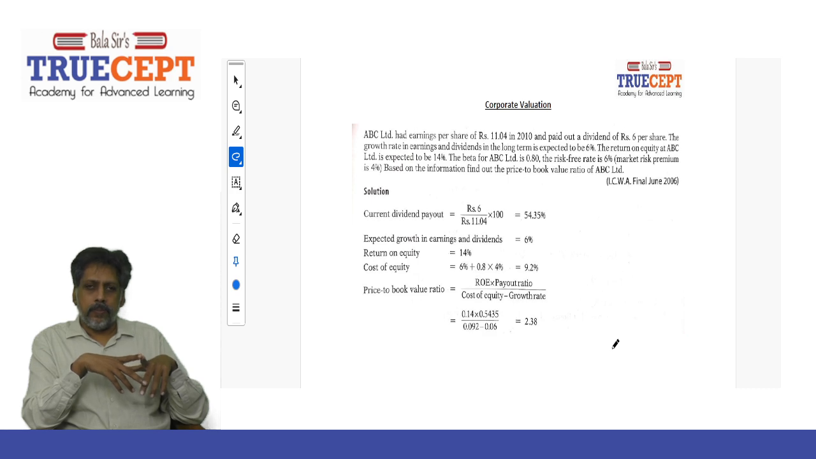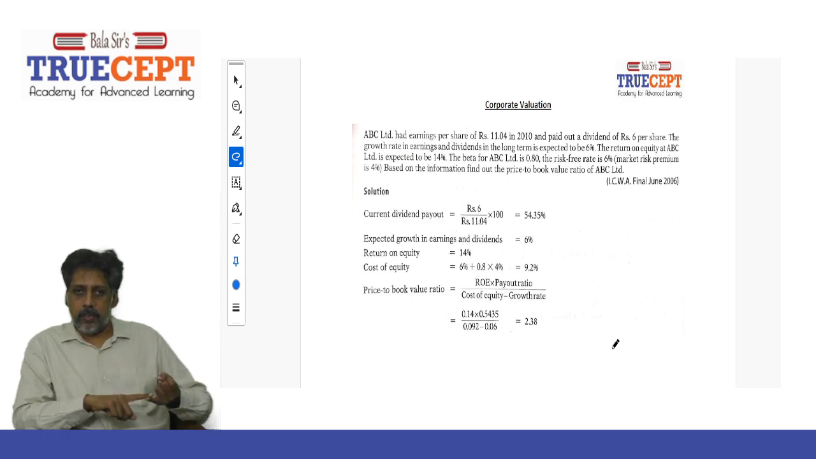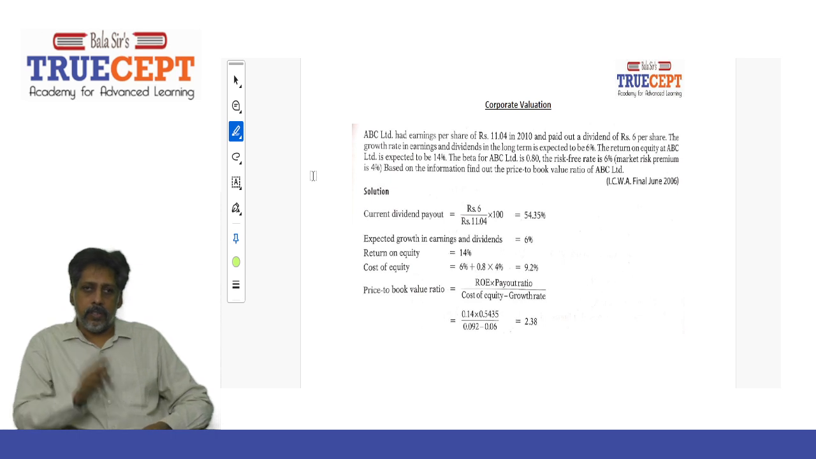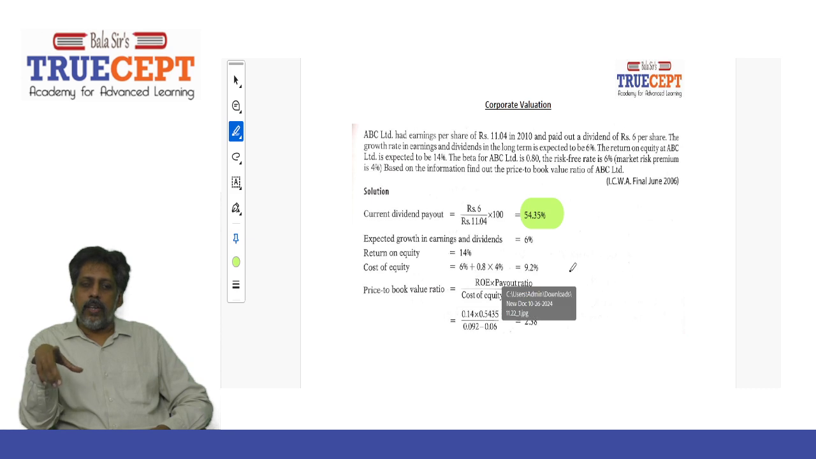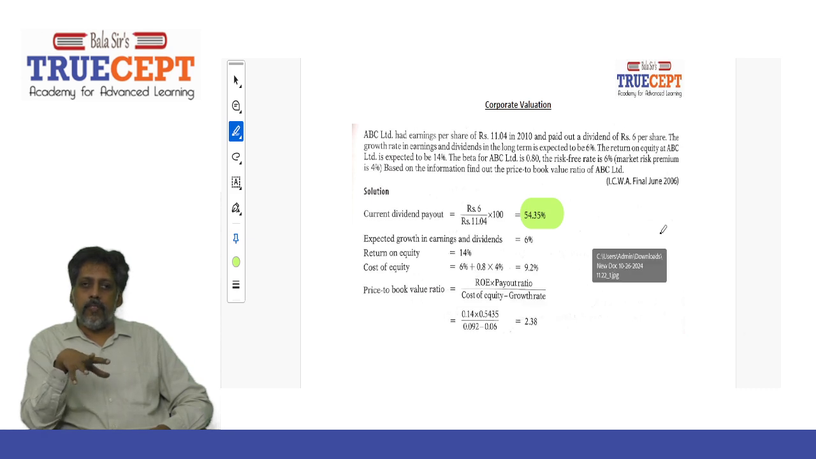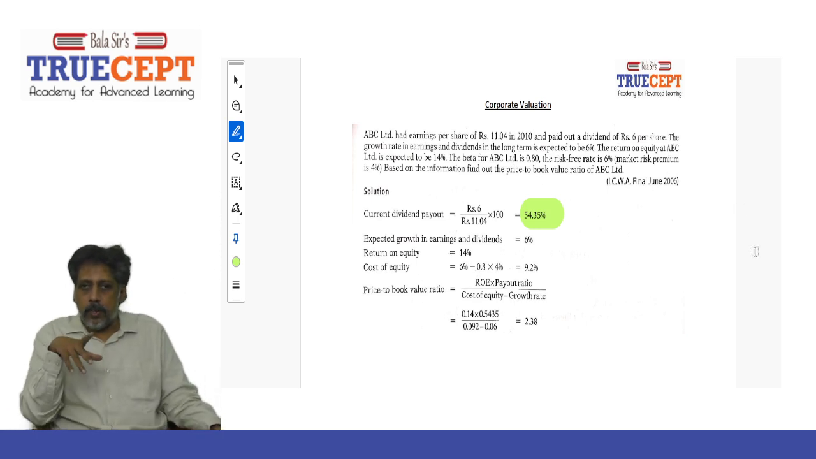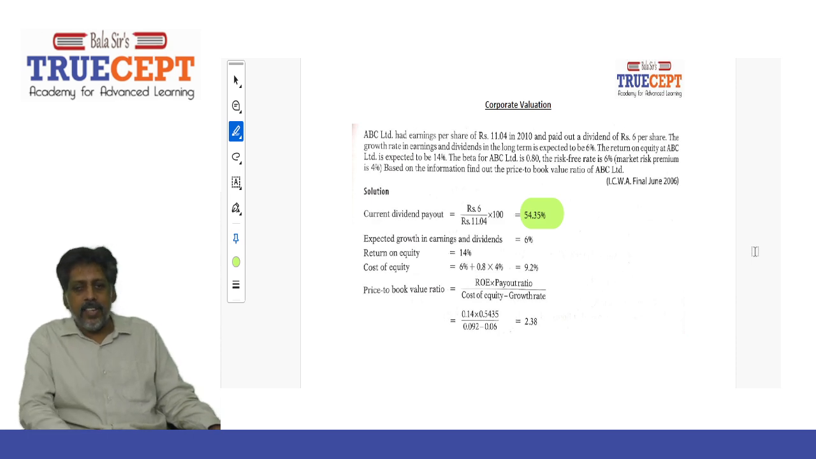Now first, let us calculate something called the dividend payout ratio. Now what is the dividend paid by the company? 6 rupees. And the company's earnings are 11.04 rupees. Now what is 6 rupees upon 11.04 rupees into 100? So it's 54.35%. Or in decimal, 0.5435. You can use a calculator in the exam, don't ever take any risk.